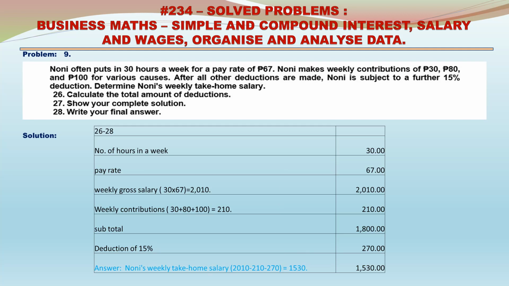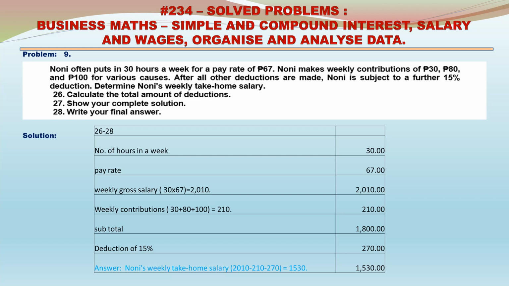Problem 9. Noni often puts in 30 hours a week for a pay rate of 67. Noni makes a weekly contribution of 30, 80 and 100 for various causes. After all other deductions are made, Noni is subject to a further 15% deduction. Determine Noni's weekly take-home salary. Calculate the total amount of deductions.